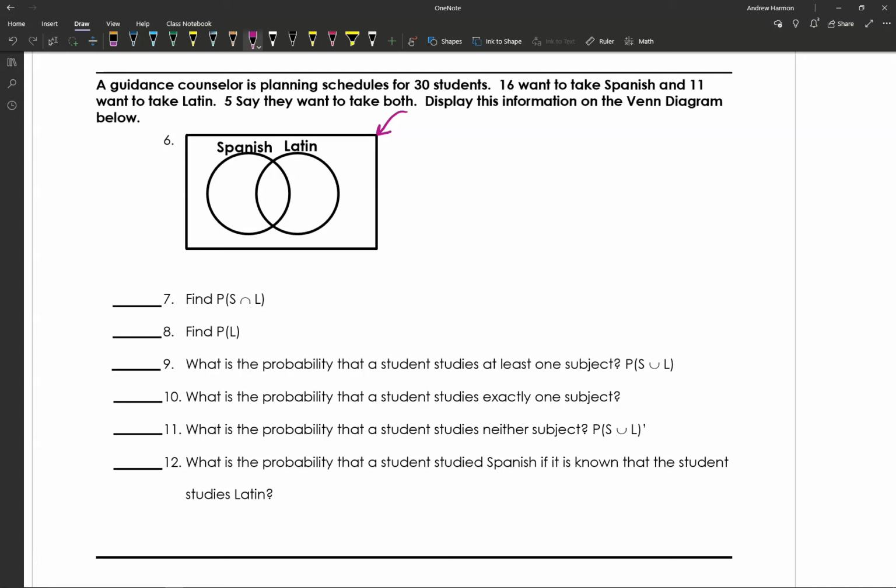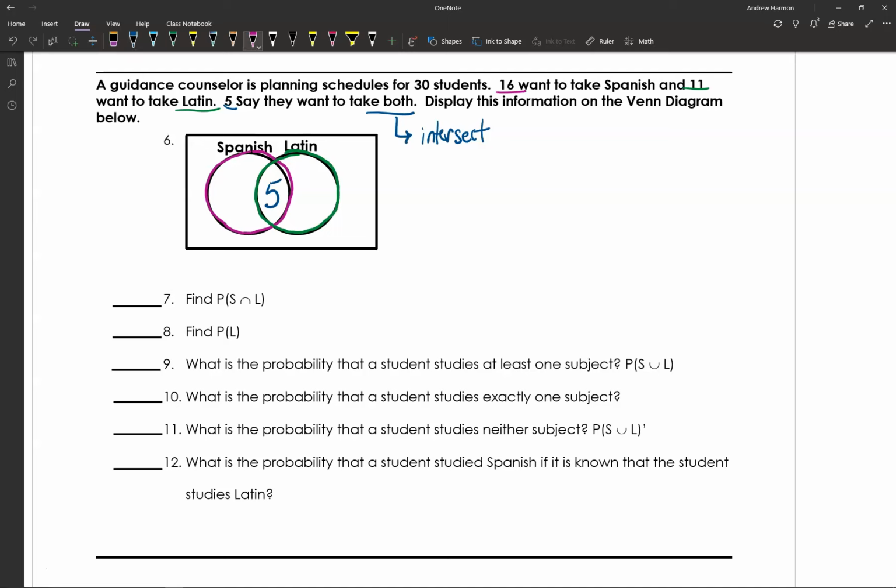Now with that in mind, we know that 16 total want to take Spanish. In that Spanish circle, we want that total to be 16. And in the Latin circle, we want that total to be 11. Now we also know that 5 say they want to take both. So remember in the Venn diagram, both is where they intersect each other. So if we go to that intersection, that's where we want to put that 5.